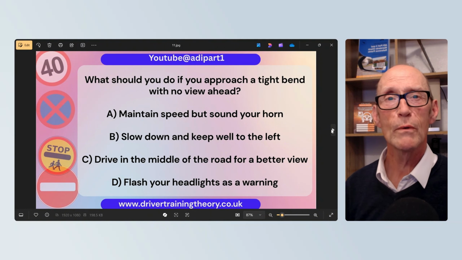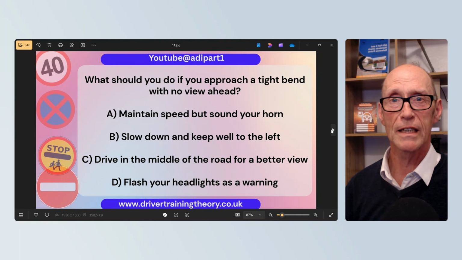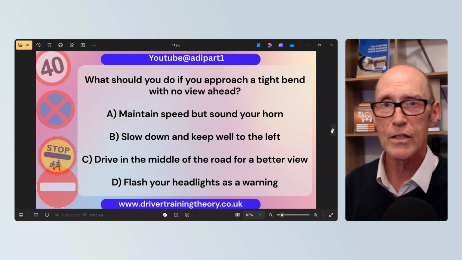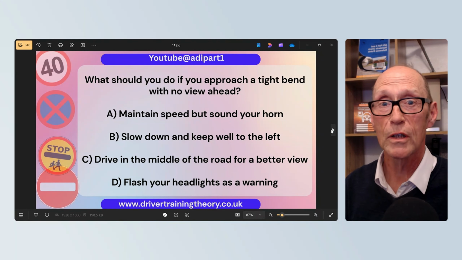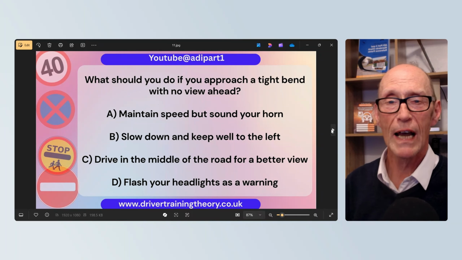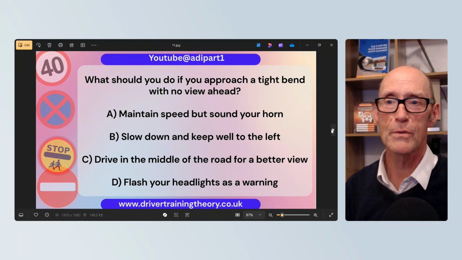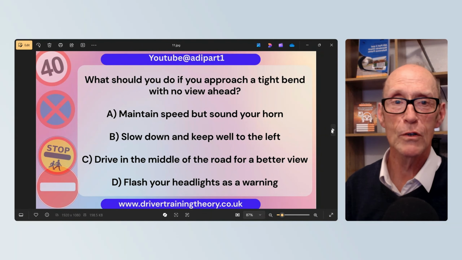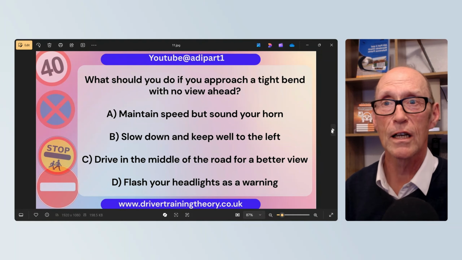What should you do if you approach a tight bend with no view ahead? So you've got a tight bend, you can't see at all. Should you maintain speed but sound your horn? Should you slow down and keep well to the left in case something comes the other way? Should you drive in the middle of the road for a better view? Or should you flash your headlights as a warning?